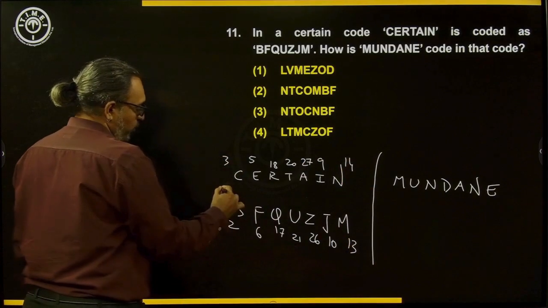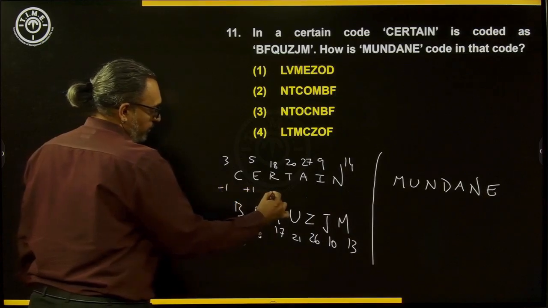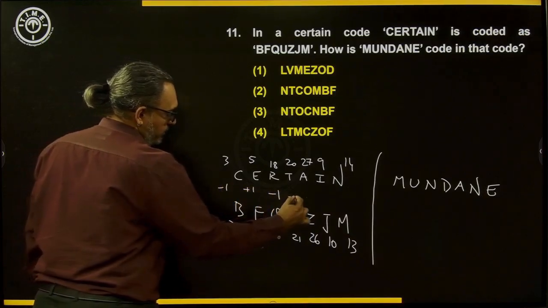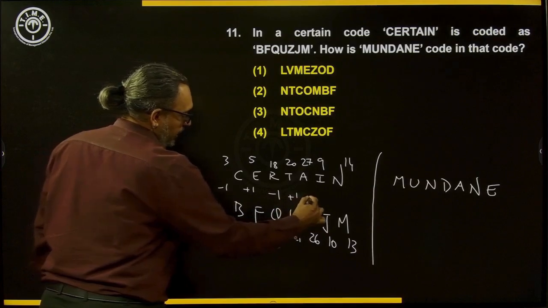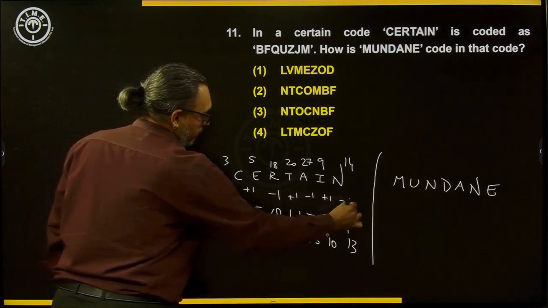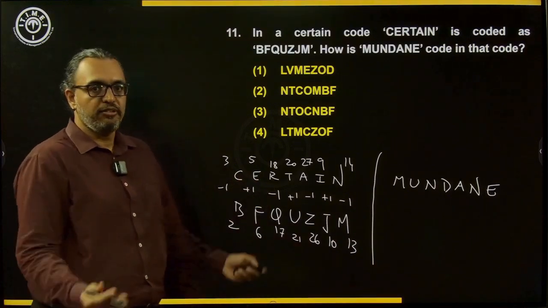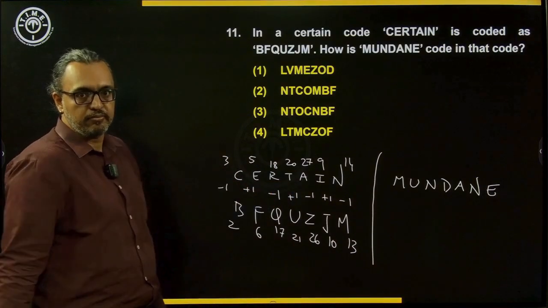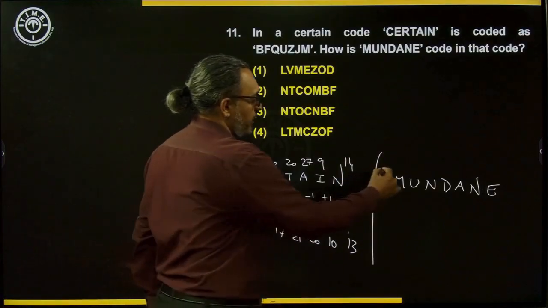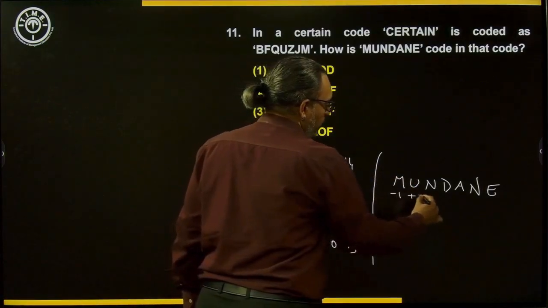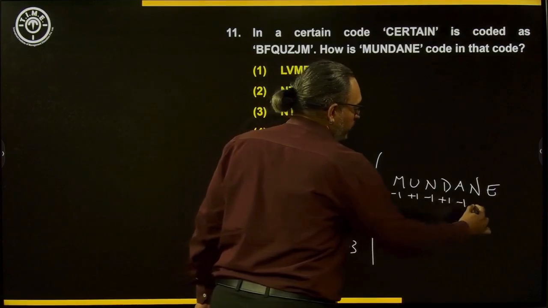So what are we doing here? Minus 1, plus 1. Again minus 1, plus 1. Again minus 1, plus 1, minus 1. So it is alternately minus 1, plus 1 that is happening. Previous letter, next letter, previous letter, next letter. Correct? So we do the same. Previous letter, next letter is what we will do here also.